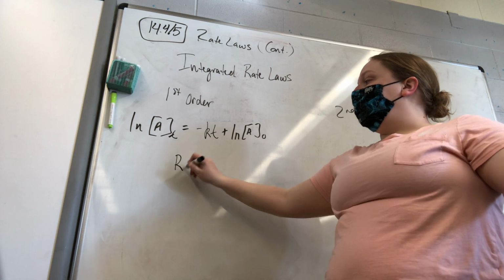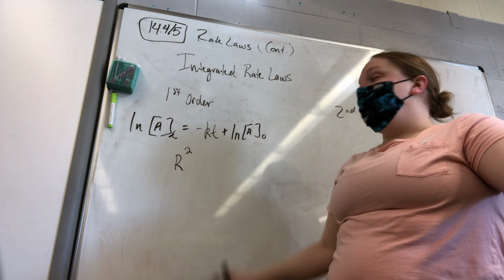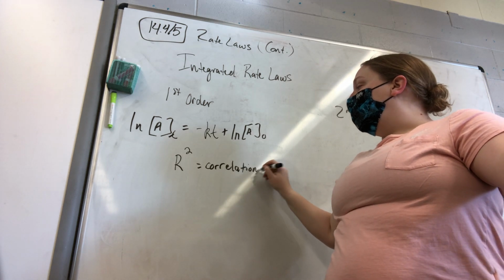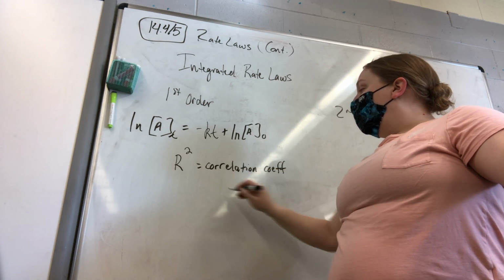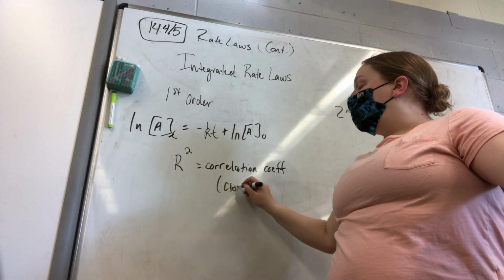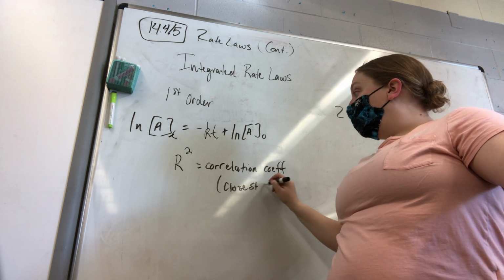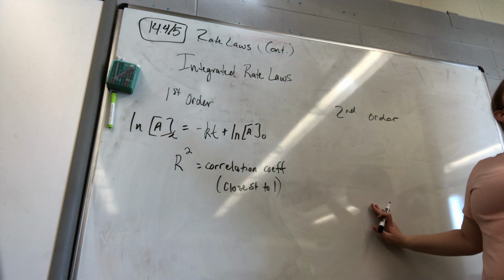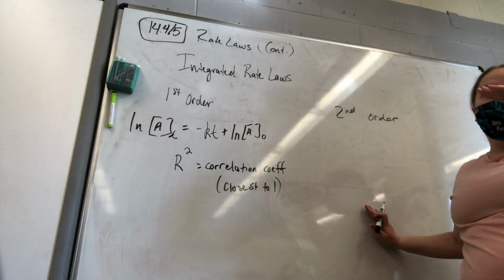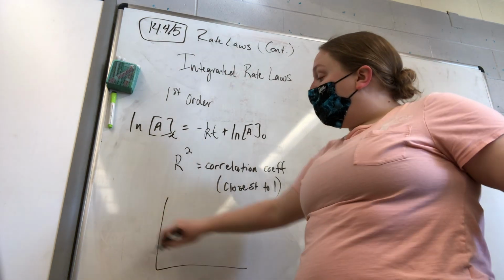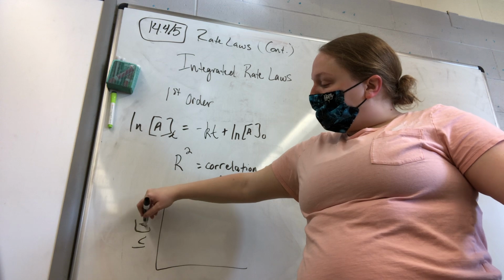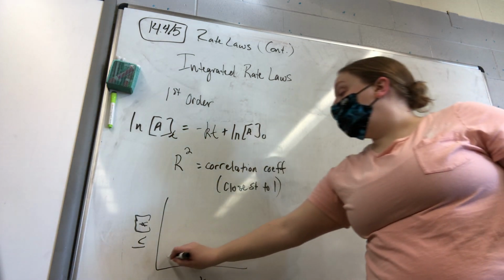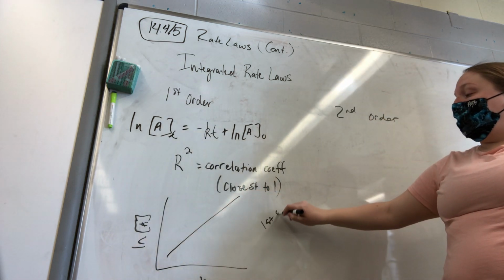Of course. So what we're talking about here is the actual mathematical treatment of data includes a correlation coefficient. The closer this number is to 1, that's how much the data fits the line that you're trying to make it fit into, okay? And so when we did this, we would make a graph of the natural log of concentration versus time. And if it came out straight, then it meant it was first order.